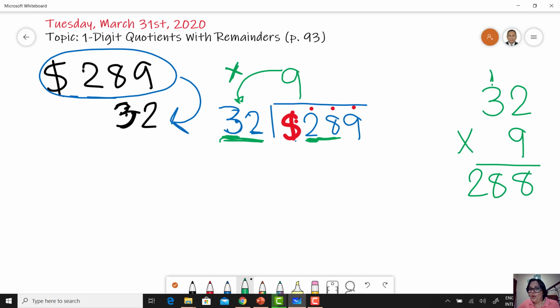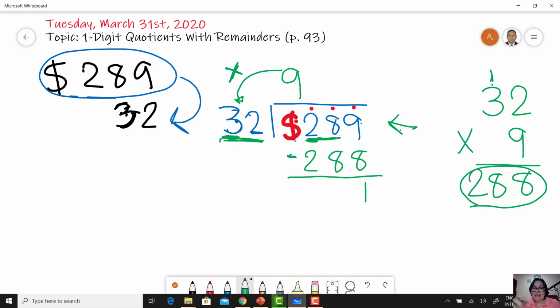Okay? So 288 is what you are going to write here. 288. Remember to write ones under ones, tens under tens, and hundreds under hundreds. And then we subtract. Okay? So 9 minus 8, 1. 8 minus 8, 0. And 2 minus 2, 0. Can you continue dividing? No, right? Because we don't have another number in the dividend to take down and to continue dividing. So the answer is 9.